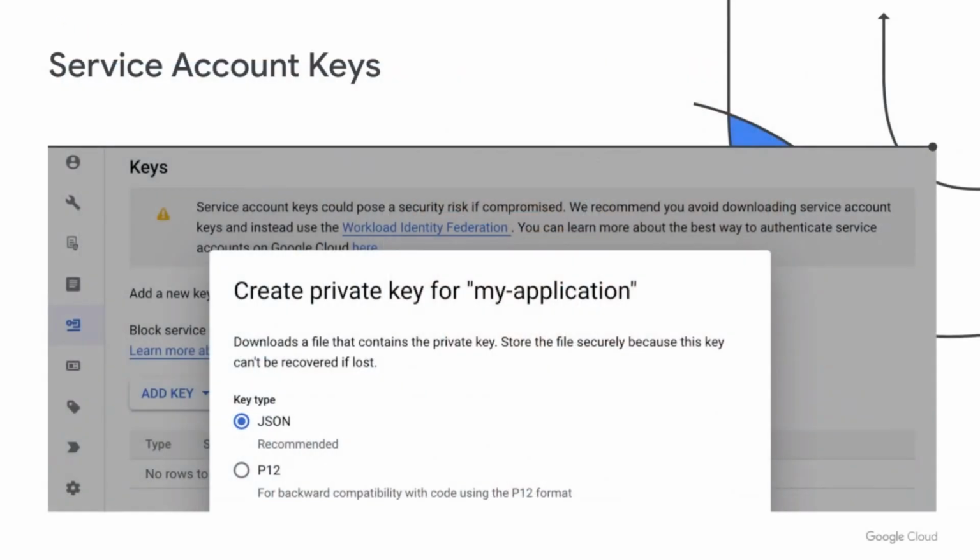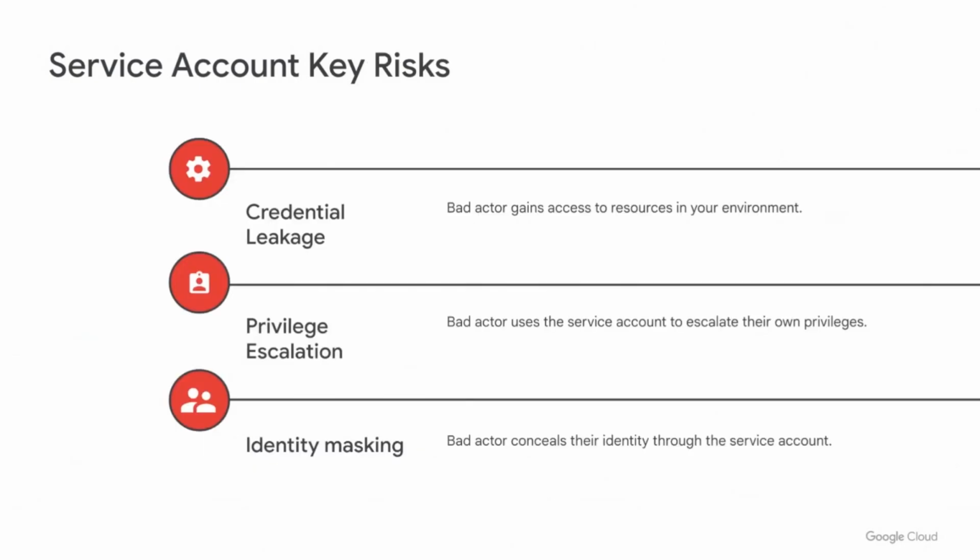When using a service account, you have the option to download a service account JSON file. This is the private key for the service account. However, we don't recommend downloading key files if you can avoid doing so. That's because there are some risks associated with using service account keys. The first is credential leakage. Consider the scenario where a developer accidentally commits a key to a public code repository. A bad actor can get access to the resources in your environment using that key file.